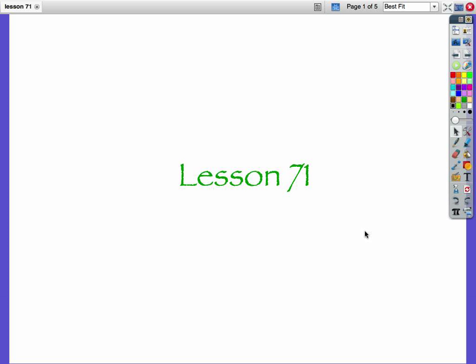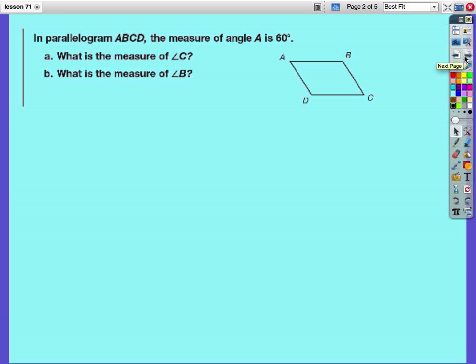Going to be talking about parallelograms. Remember, a parallelogram is a quadrilateral, so it has four sides, two sets of parallel sides. Now, it says in parallelogram ABCD, the measure of angle A is 60 degrees. So this here is 60 degrees.